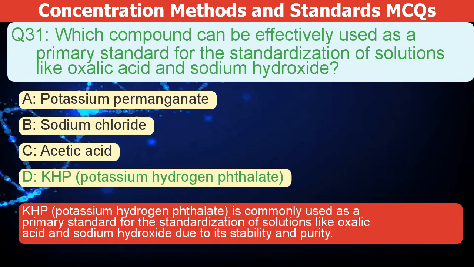The correct answer is D. KHP, potassium hydrogen phthalate, is commonly used as a primary standard for the standardization of solutions like oxalic acid and sodium hydroxide due to its stability and purity.